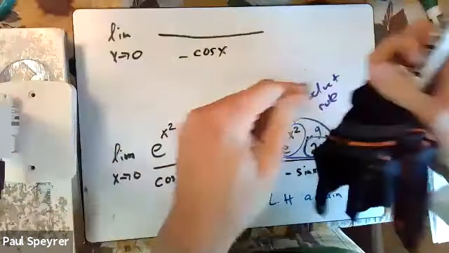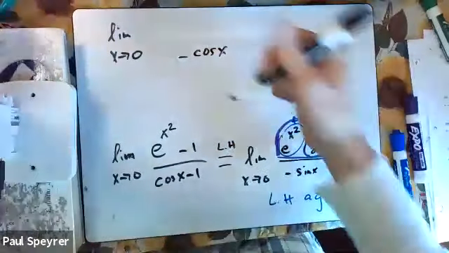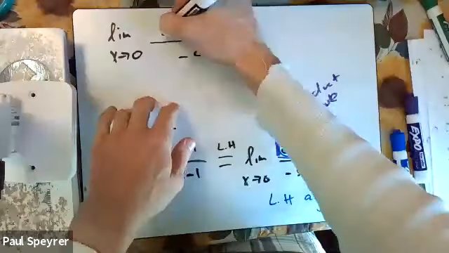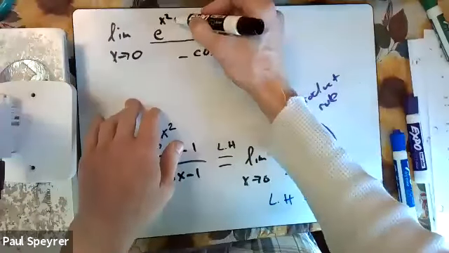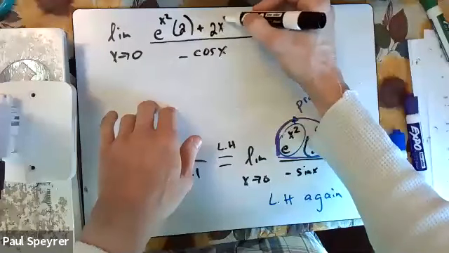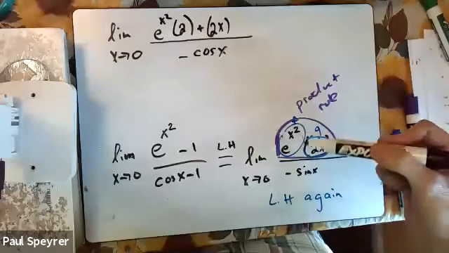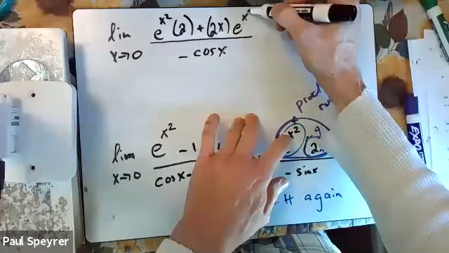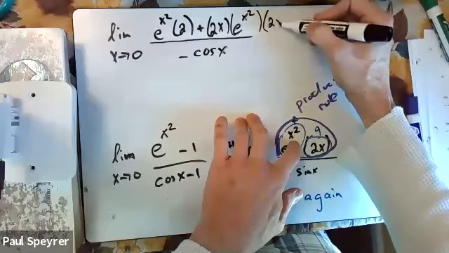F times g prime, that's going to be e to the x squared times the derivative of g. What's the derivative of g? That's 2 in this case, plus g times f prime. What's the derivative of e to the x squared? We already did it, right? Remember, the derivative of e to the x squared is e to the x squared times the derivative of x squared, which is 2x, right?